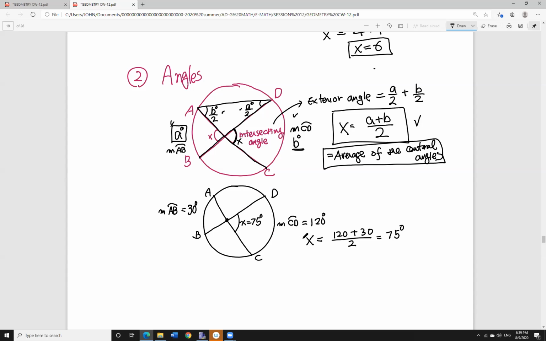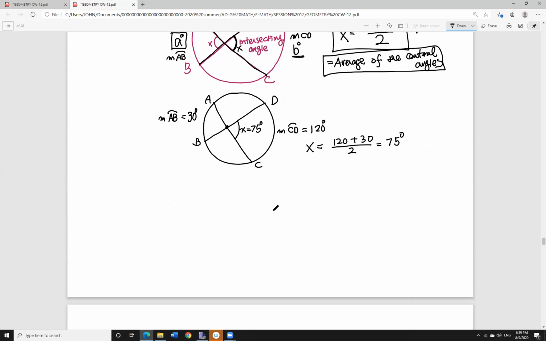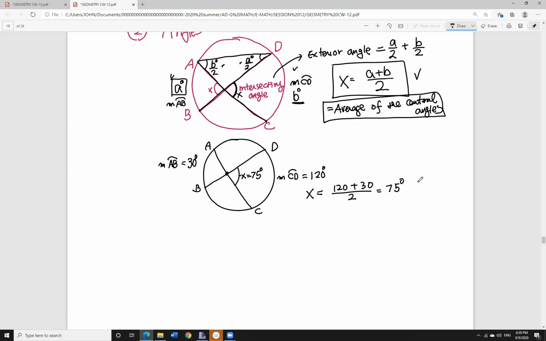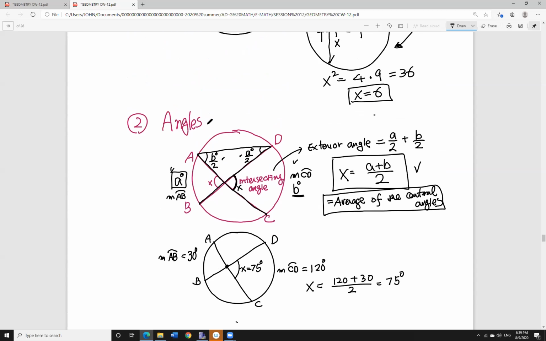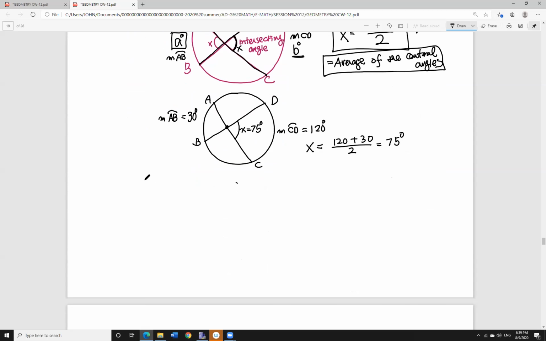Now, I'm going to finish by outside intersecting angle. Okay? Outside. Oh, how can you find out where is outside? This is number 2, number 3. Angles outside of a circle.